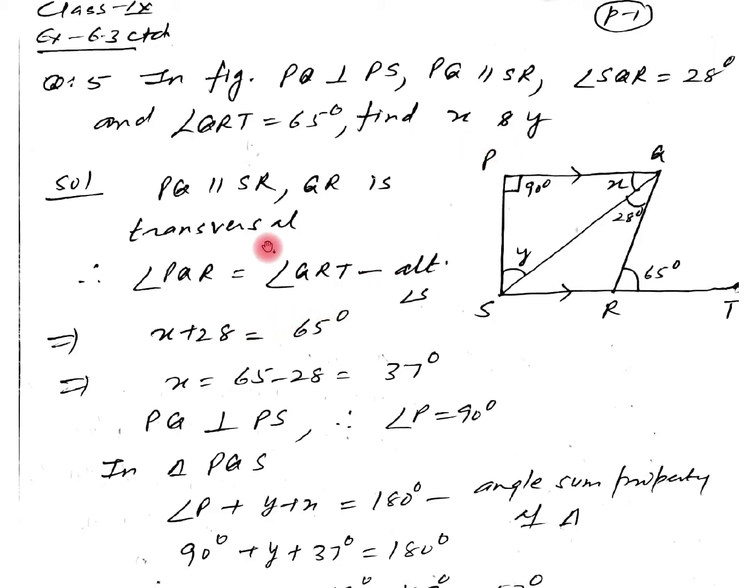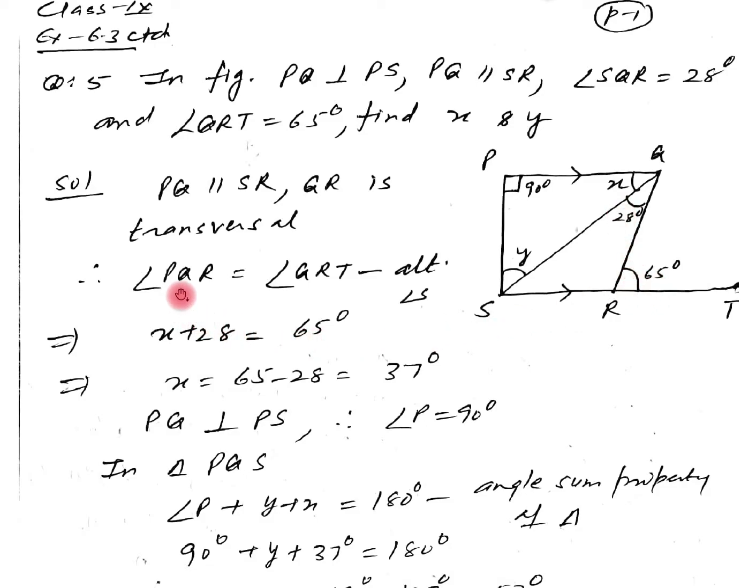The first thing is PQ parallel to SR, and QR is the transversal. Therefore, angle PQR equals angle QRT, alternate angles. Now this implies, just see in the figure, angle PQR can be written as x plus 28, and this angle is equal to 65 degrees.